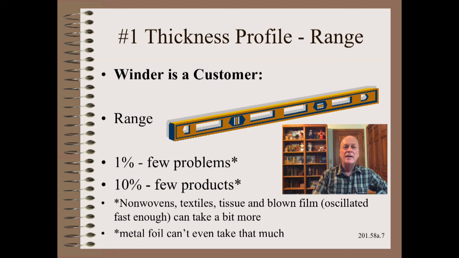As I said, this range depends on details. With nonwovens and oscillated blown film, you can take a bit more. However, with metal foil, you can't take anywhere near that much. Most common materials, however, such as film and paper and textile and tissue, are mostly in that 1 to 10% range.